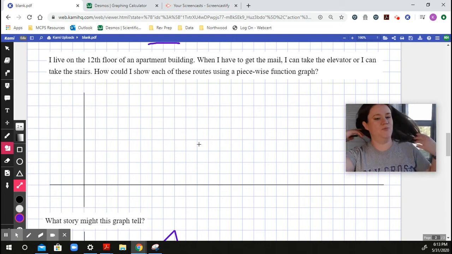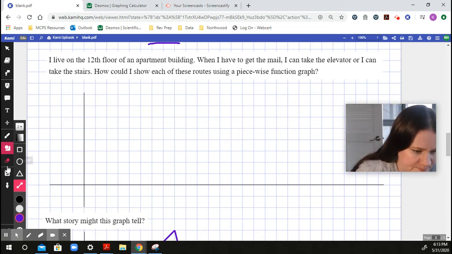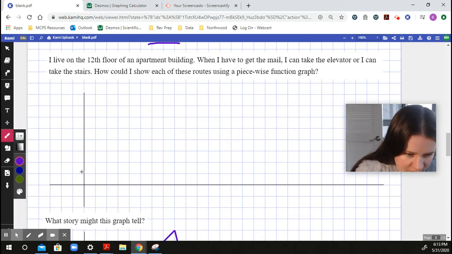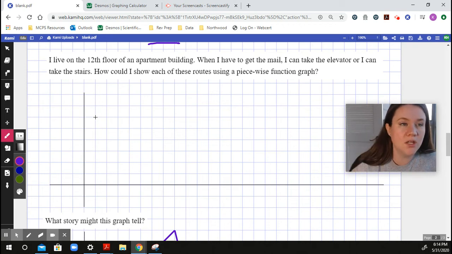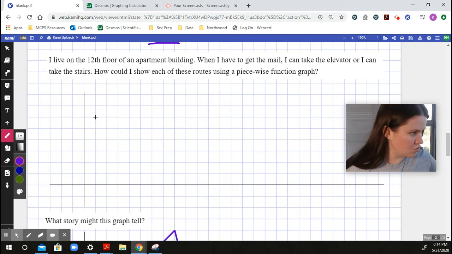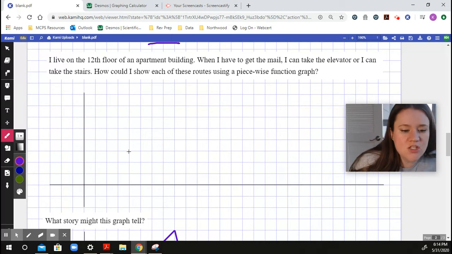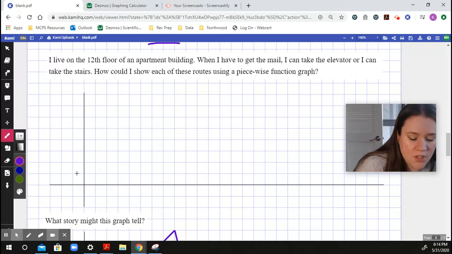All right, so I live on the 12th floor. How do I want to label this? All right, well, this could be 1, 2, 3, 4, 5, 6, 7, 8. I didn't give myself enough space. Okay, so let me think about that. How can I draw that? 8, but I need to show 12. All right, maybe each one of these lines will count for 2, right?